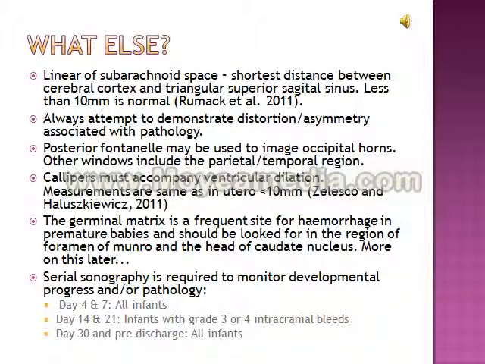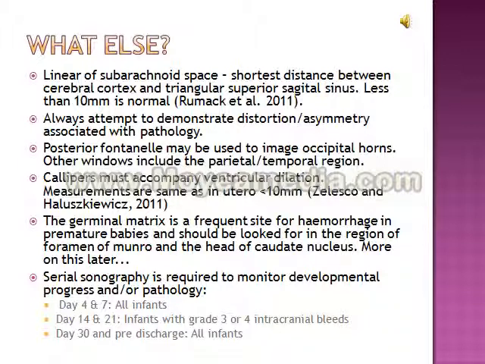Calipers must accompany ventricular dilation. Measurements are the same as in utero, therefore should be under 10 millimeters. The germinal matrix is a frequent site for hemorrhage in premature babies and should be looked for in the region of foramen of Monro and the head of the caudate nucleus. We'll discuss this more later.